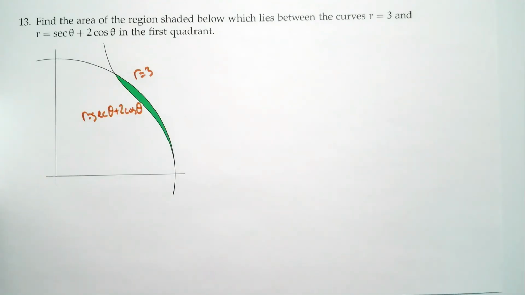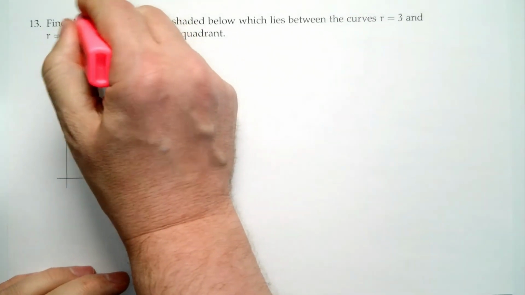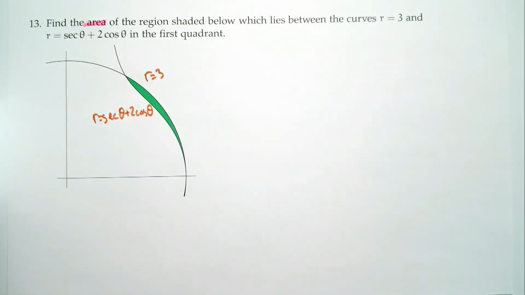What are we looking for? Area. How do we know we're looking for area? Because it says it. Find the area. It's really cool to pick these clues up: ooh, area, I have a tool for that. And it doesn't explicitly state polar, but we know it's polar. How do we know? We see r's and thetas, so we know it's a polar problem.